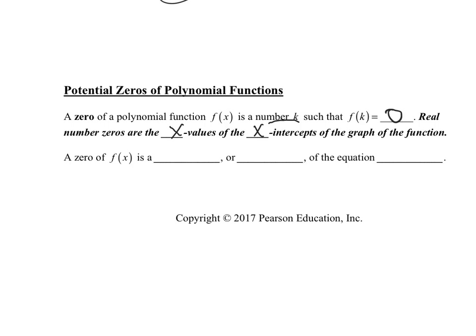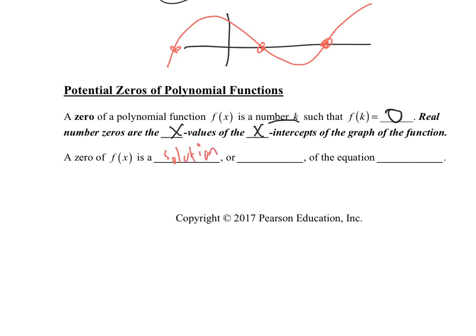A zero of f of x is a zero of a function. I'm going to do it my way. I'm not really sure what he wants. A zero of a function is a solution, or it can be called an x-intercept of the equation f of x. He may have something else, but the whole point is this.